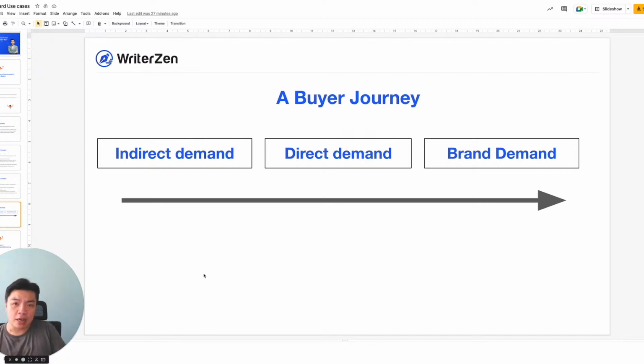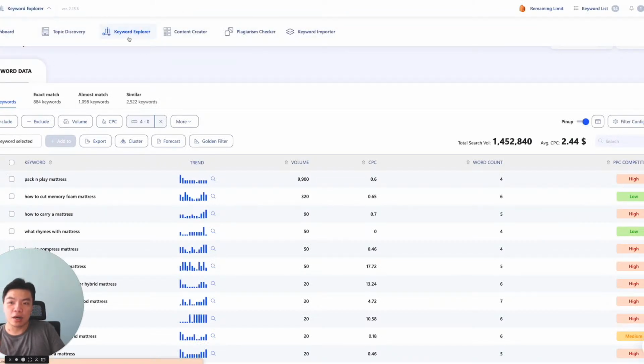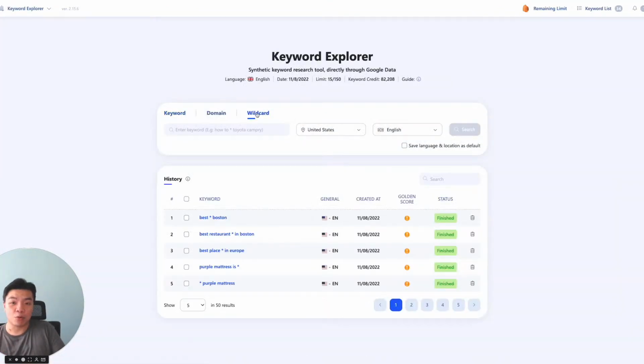Organic traffic means nothing if they don't convert to sales. Okay, so with that, let's go into some sort of case study. Let's go, first of all, do some example of branded demand.